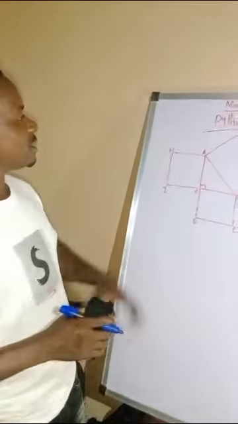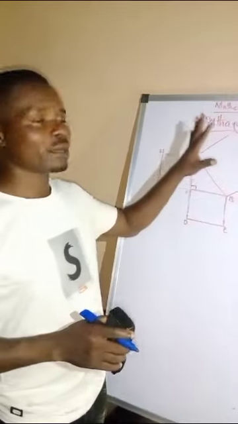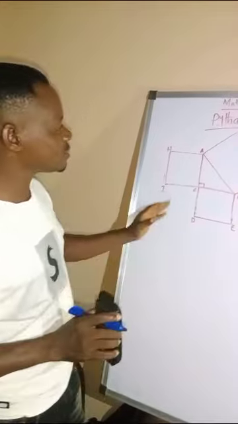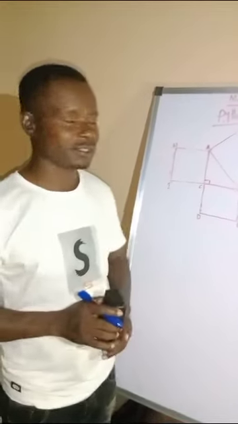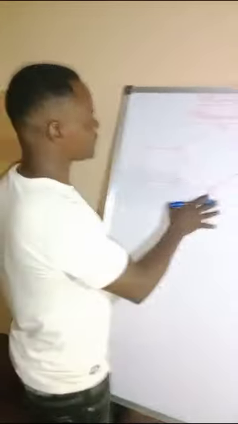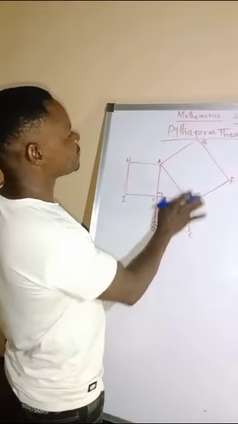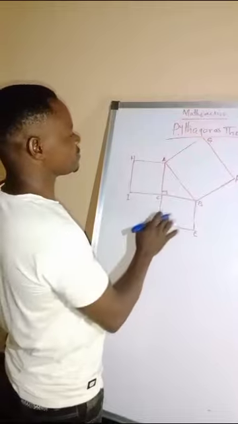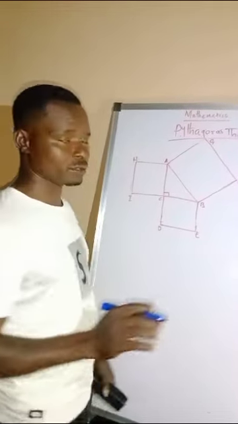The Pythagoras theorem states that the square of the hypotenuse is equal to the sum of the square of the opposite and the adjacent. Inside this figure you are seeing here, we have different shapes. In the middle, figure ABC is a right angle triangle.